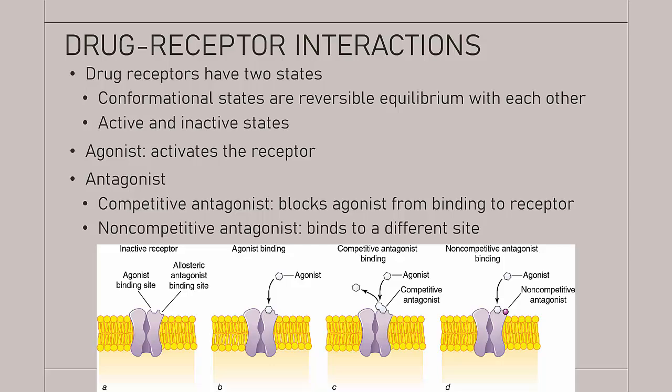The agonist activates the receptor by inducing a conformational change in the receptor, for example, the opening of a transmembrane ion channel. The agonist can also function as inverse or partial agonists. The competitive antagonist blocks the agonist from binding to the receptor by binding the receptor's agonist site without activating the receptor. And the non-competitive antagonist binds to a site different from the agonist site, the allosteric binding site, thus preventing the receptor activation even when the agonist is bound to the receptor.